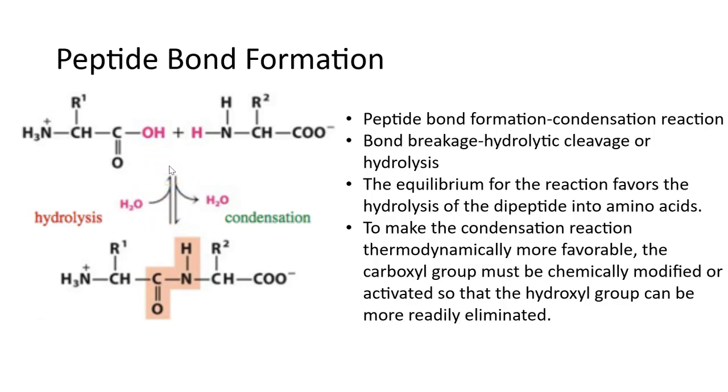And the equilibrium of this reaction favors the hydrolysis of the dipeptide into different amino acids. And so this is the actual favorable condition. And so to make the condensation more thermodynamically favorable, this carboxylic group must be chemically modified or activated so that the hydroxyl group can be more readily eliminated with the condensation, where water leaves out, and then you have this peptide bond.